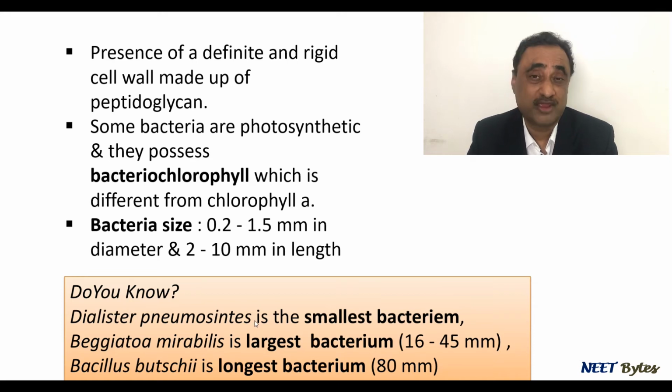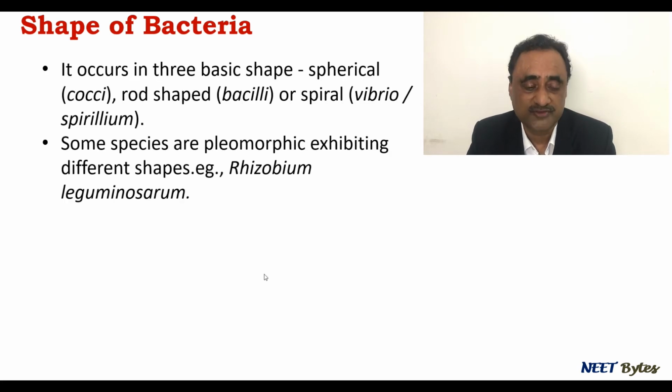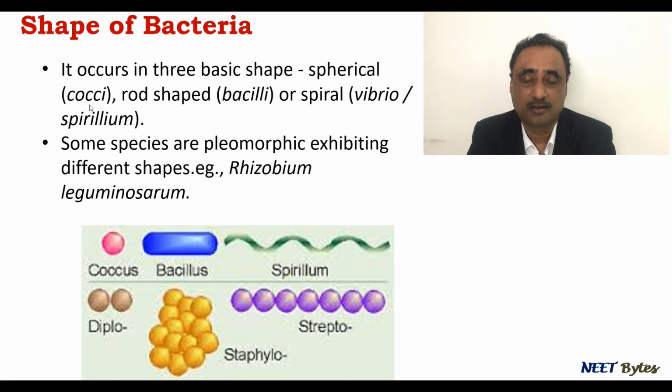Now let's talk about the shape of the bacteria. Primarily there are three shapes, what we call cocci, rod shaped, and spirilla. Some of these species are pleomorphic. That means they are going to be present in more than one form, right? For instance, some species of rhizobium are pleomorphic, existing in more than one form, but basically they exist in these three forms only.